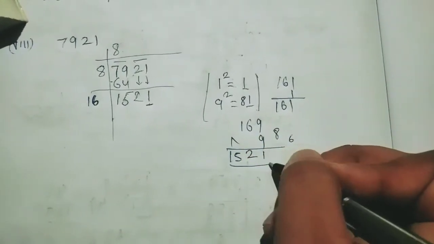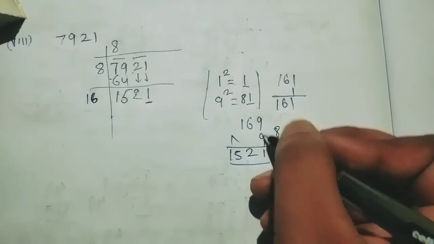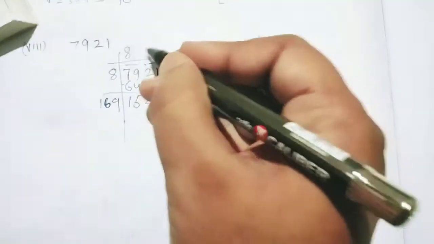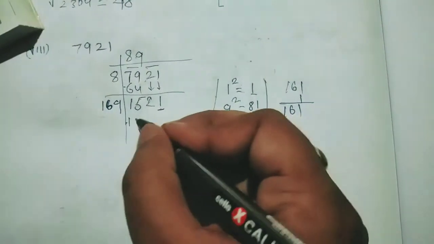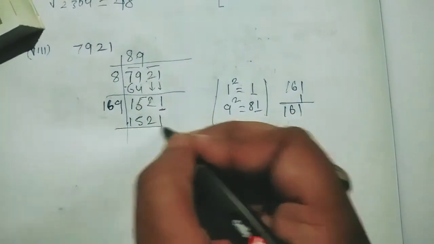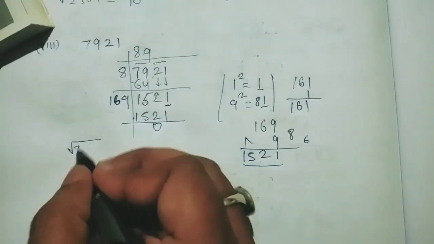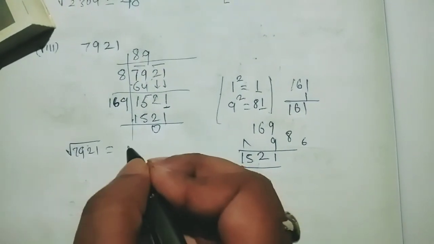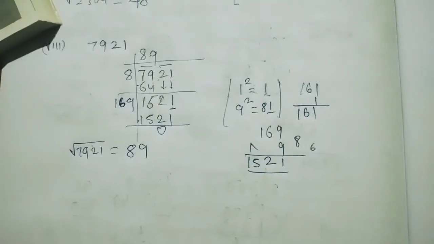Now see, we got the answer, right? So what number will multiply? 9. So we'll multiply 9 and 9. Okay, so it is 1529 21. So we got the answer 0. So our answer is what? Square root of 7921 is what? 89. Okay, this is the answer in this way.